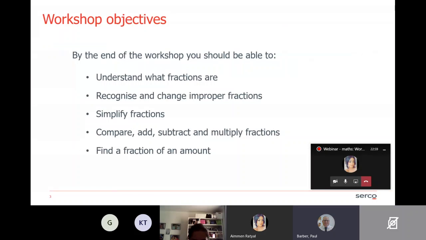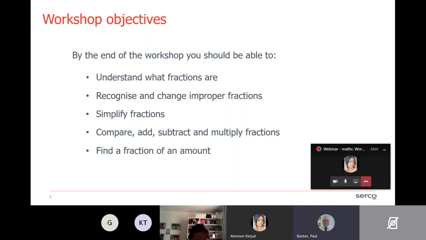I'm going to mention what fractions are, talk about these things called improper fractions, that will lead on to talking about simplifying fractions. In terms of that process, you can then compare, add, subtract, and multiply fractions that we'll look at. And then finally, we'll finish with how you find a fraction of an amount. And it should take about half an hour. We'll see how we go, but hopefully about half an hour, and stay around for questions or anything at the end.